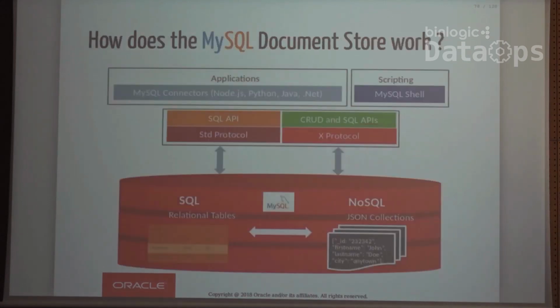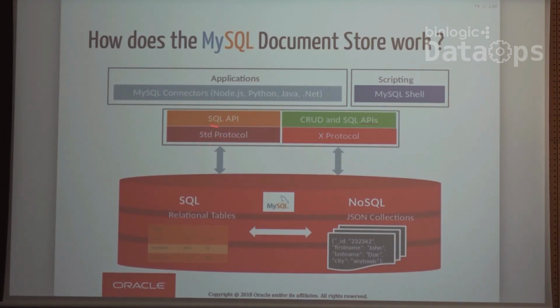So now the architecture of the document store is that your application has connectors. You need to upgrade to the latest one. You have the shell if you have scripts, because with the shell you can connect interactively, but also make non-interactive calls. If you use the SQL API, you have the standard protocol, so it's 3306. If you want to do CRUD and also other SQL APIs, you use the X protocol. When you use the X protocol, you go NoSQL. If you use the standard protocol, you go SQL.